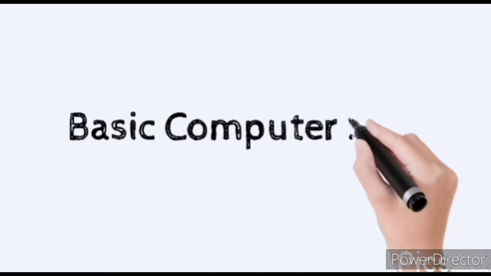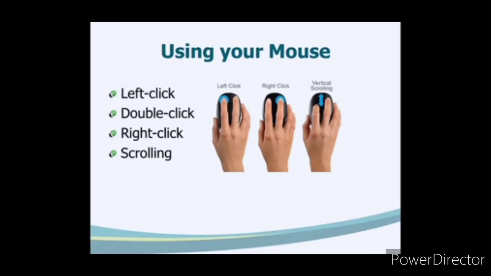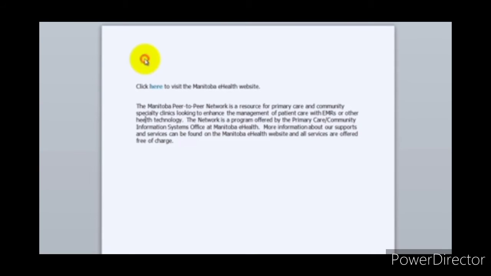Basic computer skill. Let's begin by learning about proper use of your mouse. The mouse gives you control over your computer through point and click. Simply move your mouse to the location of your choice, identified by the cursor or arrow on screen, and then click the appropriate mouse button to generate an action.